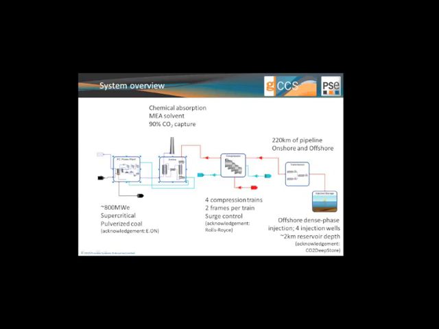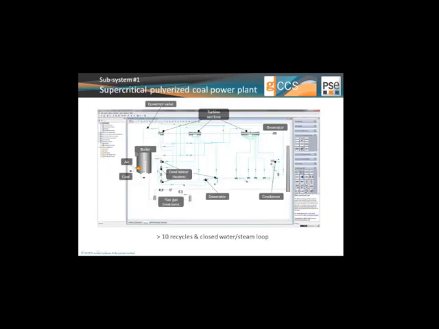Now, if we were to look into the power plant in more detail, you can see this is a non-trivial model of a power plant. We have the pulverized coal boiler, a supercritical one, then high pressure, intermediate pressure, and low pressure turbine sections, generator, condenser, then a series of feed water heaters, and as you can see also a number of recycles. And obviously we have a closed water steam loop in here.